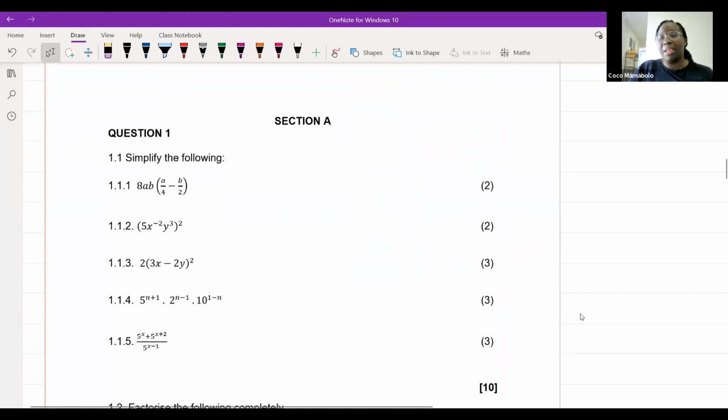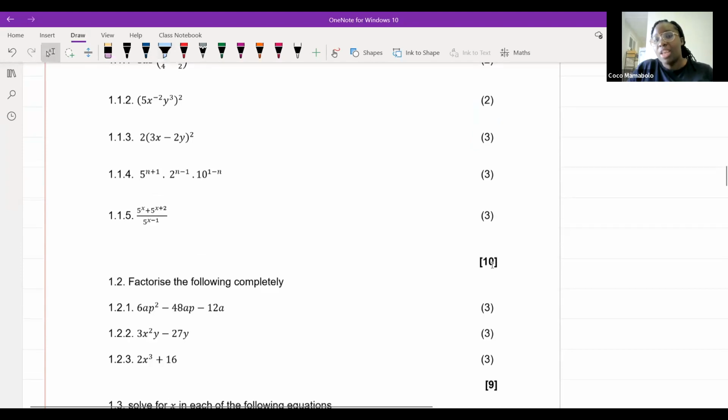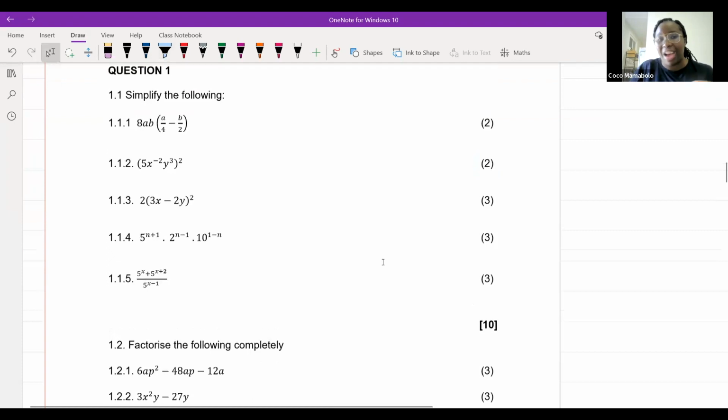Now, normally the first section is usually a mark a minute. So if question 1.1.1 is worth 2 marks, you need to be able to solve it within 2 minutes. But because this is section A, we're going to try and cut each of these in half. We're going to try and cut the time in half. This is a 10 mark section. We're going to try and do it in 5 minutes.